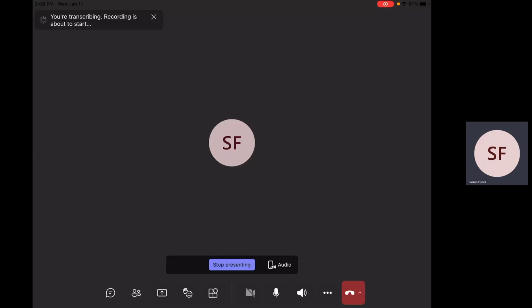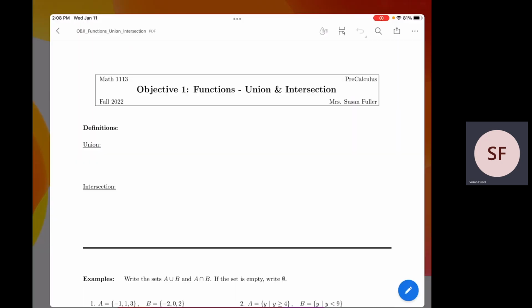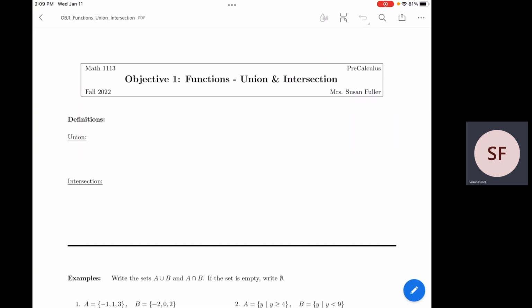All right, y'all. The last video that I'm going to be making for the Alex Homework 1 review is about union and intersection. These are operations that you perform on sets of numbers. A set is a list of a bunch of numbers or things, and a union and an intersection are operations that you use to combine two sets.